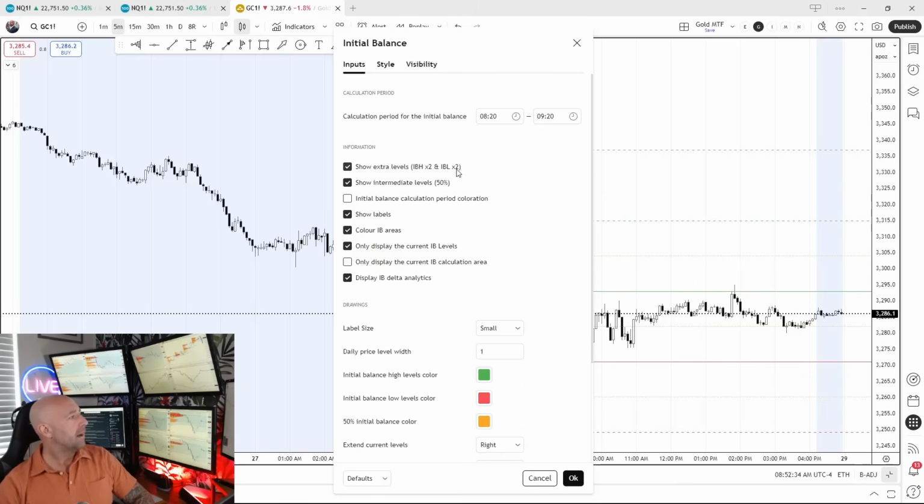You can leave all of these on default. These settings are perfectly fine to use as is. You might want to see levels from previous days, so you can uncheck "only display the current IB levels" because you're going to want to see the previous day. Otherwise, everything can stay the same, and then just customize it per your preference.